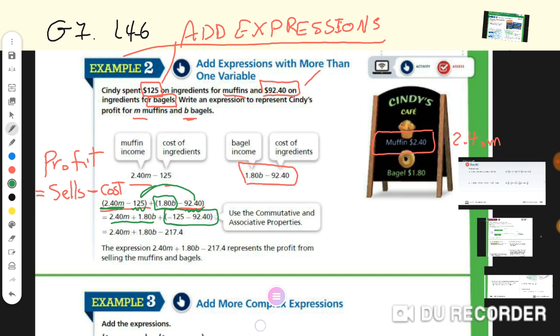125 minus 92.4. Same sign. Take care about the sign rule. Same sign, put the sign and add. So put negative, then add the numbers. It will be 215.4. And leave M and B as they are because they are not like terms. So this is the last answer. The last answer consists of three terms: one for the muffin, one for the bagels, and the initial cost of what she paid. Okay. Another example.